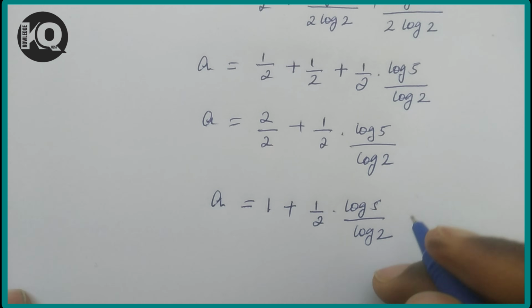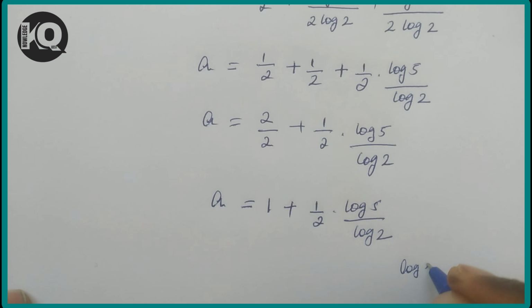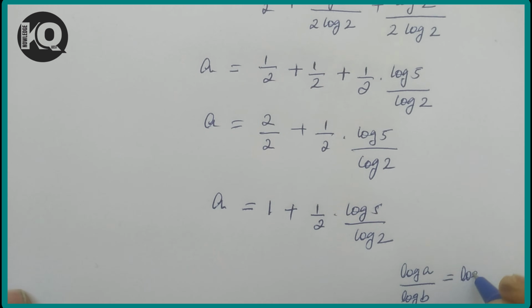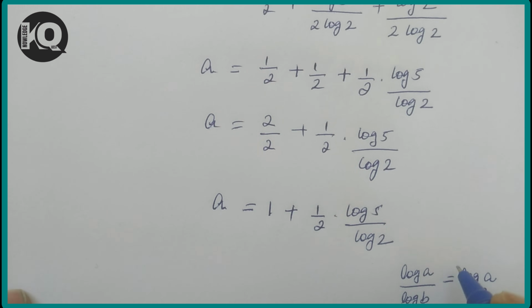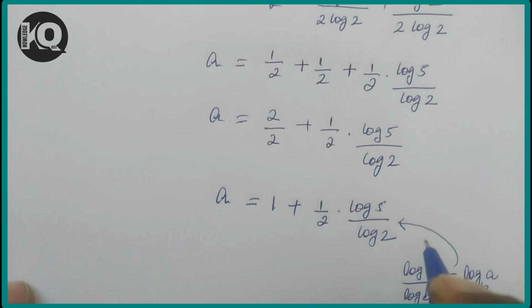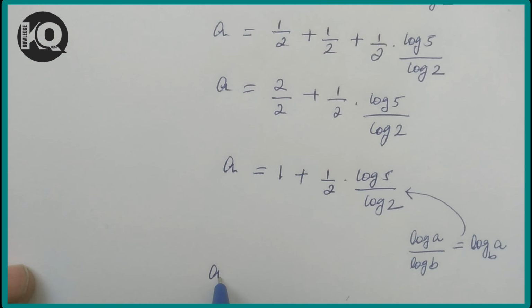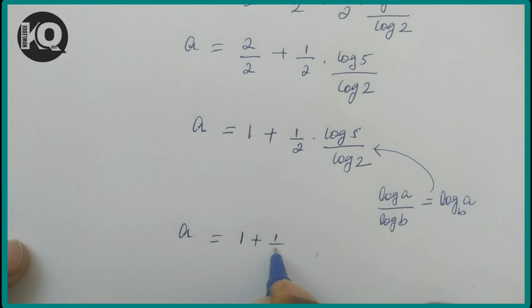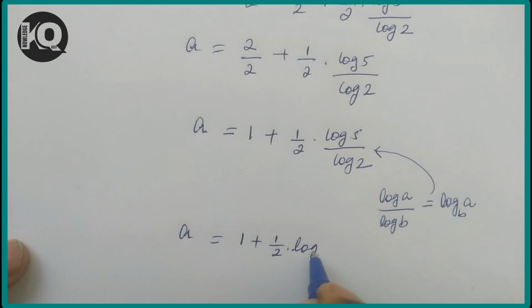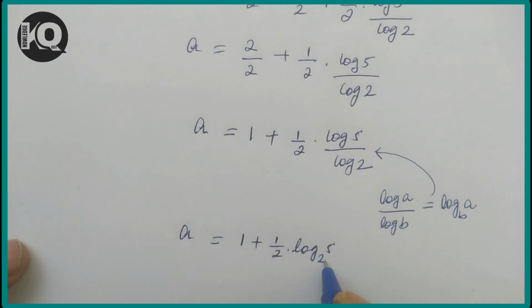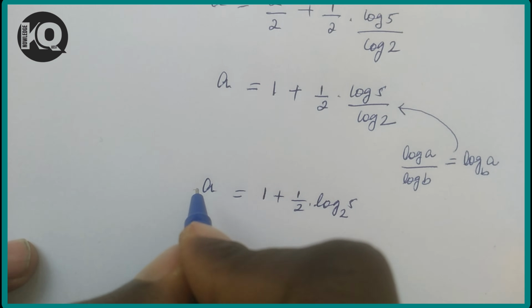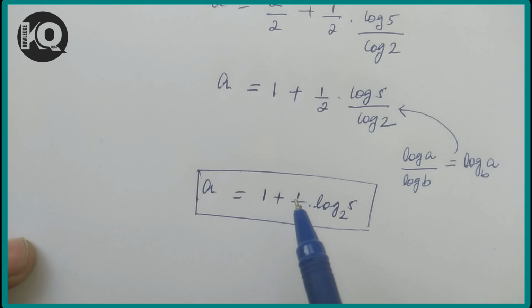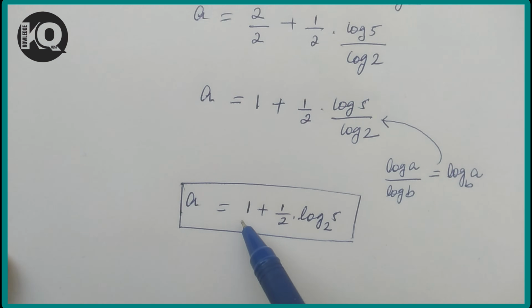So this part here in the form of log of a divided by log of b is equal to log of a to the base b. So applying this rule to this part, a is equal to 1 plus 1 over 2 times log of 5 to the base 2. This is the final value of a, which satisfies the given equation. We can check by substituting this value into the equation.